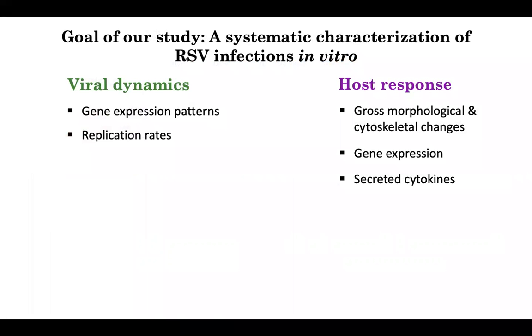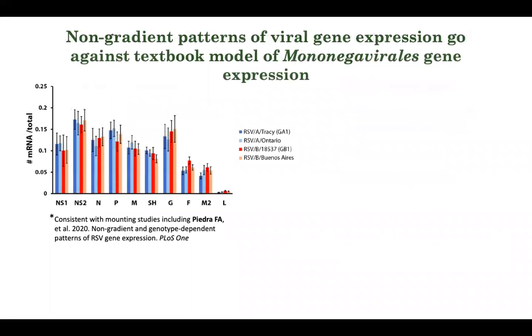To answer these questions, we measured viral gene expression patterns by high throughput short read sequencing and viral replication rates using both qPCR and plaque assays. And we measured the host response through gross morphological and cytoskeletal changes induced by RSV, through transcriptional changes or changes to host gene expression, and through changes in levels of secreted cytokines. Now we'll go through our major findings.